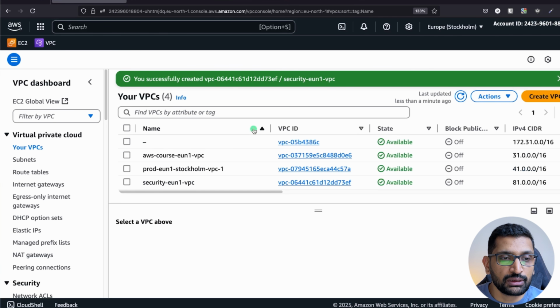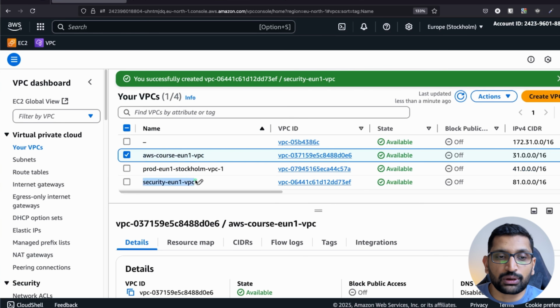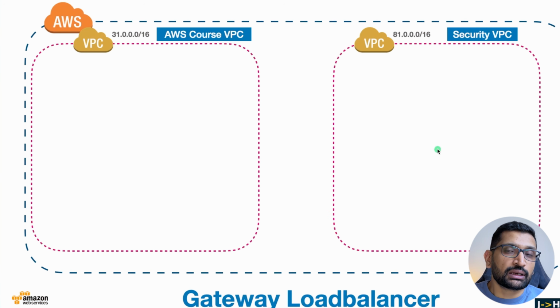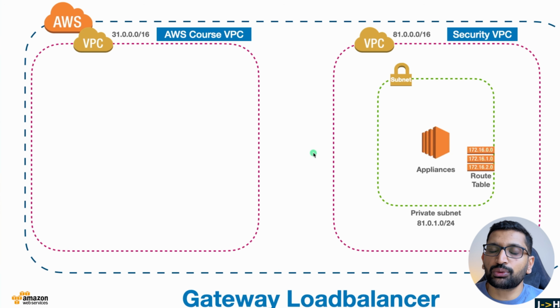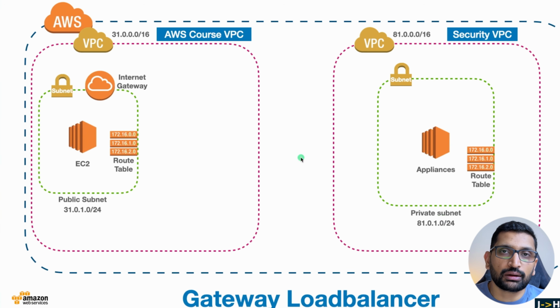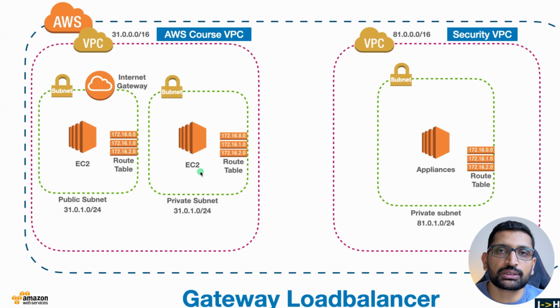So here you can see the AWS course VPC and the security VPC. Let's move further and see what are the next components which we need to create. The next component which we need to create is the subnet. Here we are going to create our first subnet into our security VPC, and the same way we are going to create our public subnet as well as private subnet into our AWS course VPC.